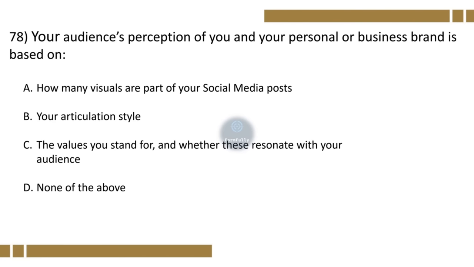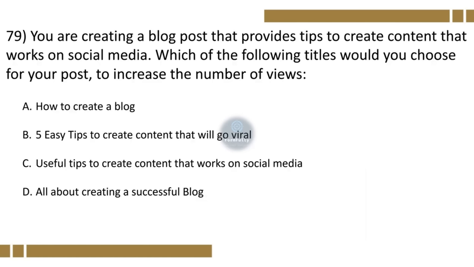Question 78. Your audience's perception of you and your personal or business brand is based on: Option A. How many visuals are part of your social media post. Option B. Your articulation style. Option C. The values you stand for and whether these resonate with your audience. Option D. None of the above. And the correct option is C. Question 79. You are creating a blog post that provides tips to create content that works on social media. Which of the following titles would you choose for your post to increase the number of views? Option A. How to create a blog. Option B. 5 easy tips to create content that will go viral. Option C. Useful tips to create content that works on social media. Option D. All about creating a successful blog. And the correct option is B.